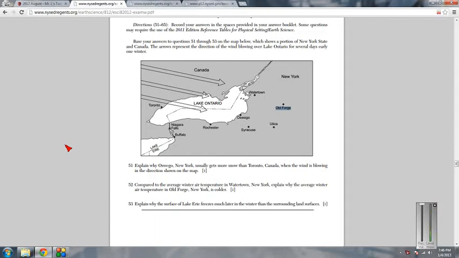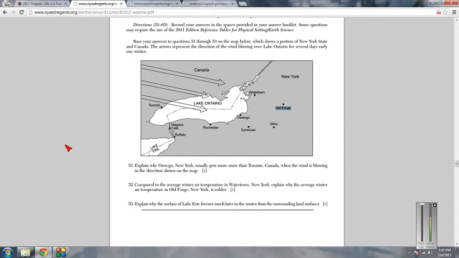51. Explain why Oswego, New York usually gets more snow than Toronto, Canada, when the wind is blowing in the direction shown on the map. Okay, one of the things that I really make sure my students do is, after you answer the question, go back and read the question again and make sure that you're answering what the question is asking. Sometimes you have these preconceived ideas in your head and you want to just write them down because they seem like you'd be right, but you're not necessarily answering the question perfectly.